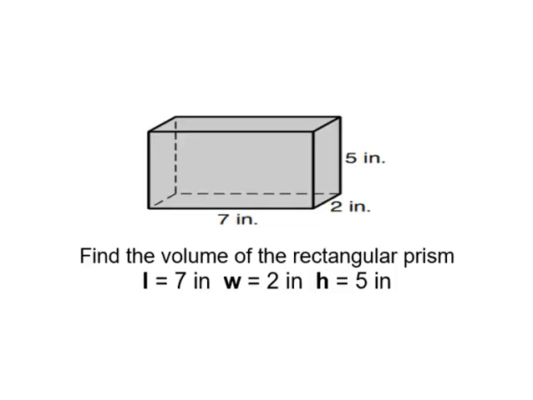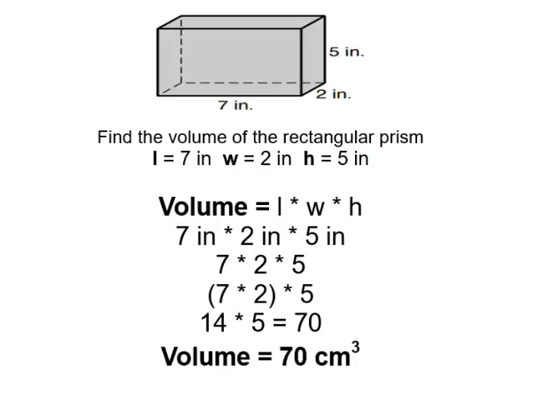Find the volume of the rectangular prism shown. Our length is 7 inches, our width is 2 inches, and our height is equal to 5 inches. Do you remember the formula for the volume of a rectangular prism? Yes, its volume is equal to length times width times height. Let's see what our answer is once we substitute in those values. We have 7 inches times 2 inches times 5 inches.